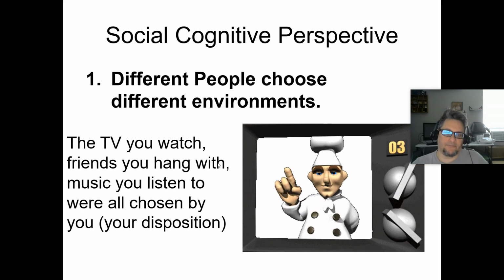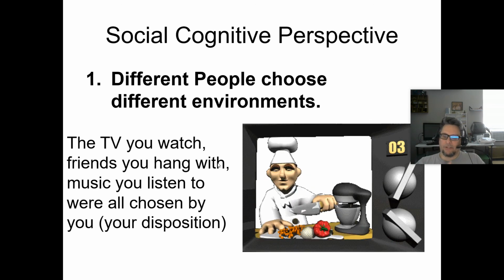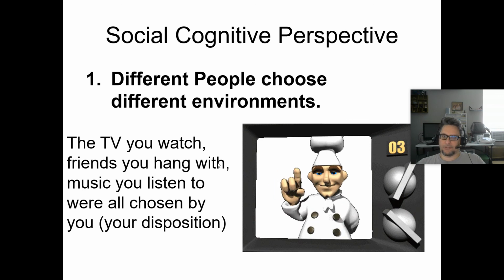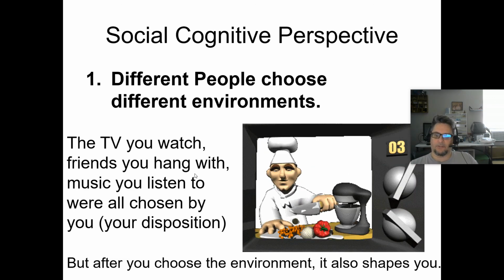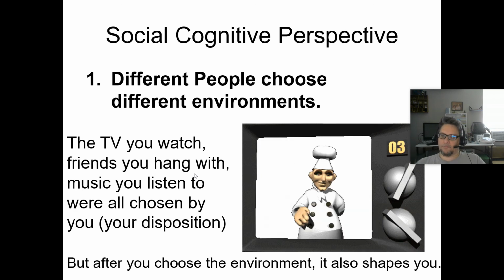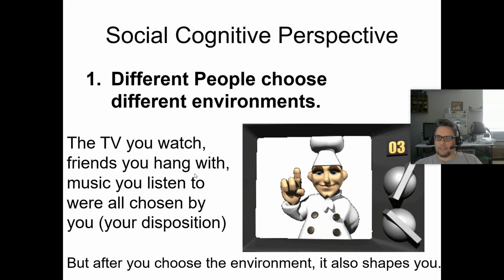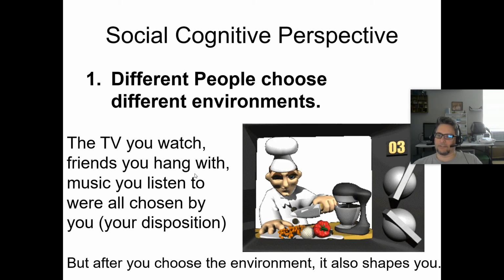So different people choose different environments, right? The TV that you look at, the friends that you hang out with, the music you listen to, these are chosen by you. As you guys are getting into the young adult phase, you have more and more choice over what you are exposed to. But whenever you expose yourself to that, you have a tendency to become that. So after you choose, the environment shapes you. One of the best things for me as a teacher was when Bad Girls Club went off the air, because way too many high schoolers were watching that and thinking, oh, that's how people behave and get what they want. And it just made for a bad time for everybody.